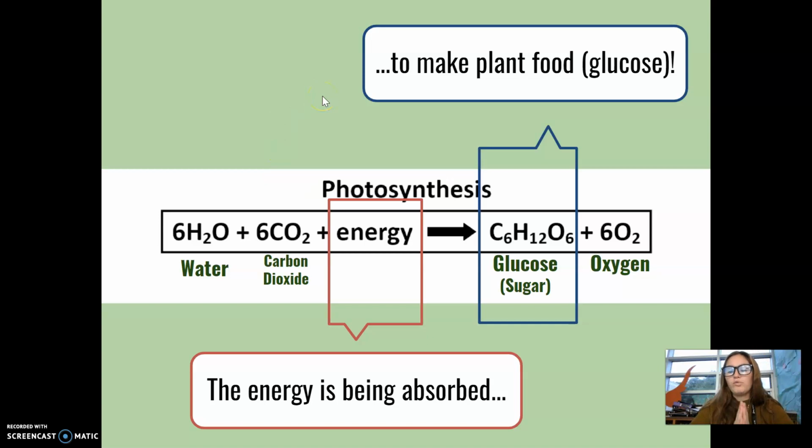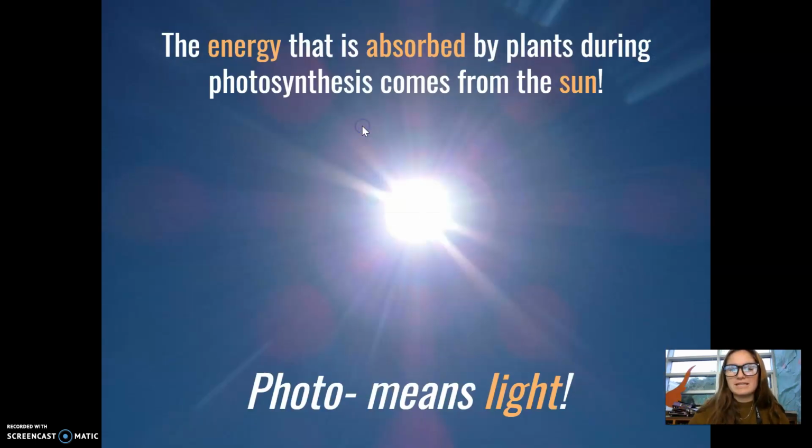So again, the whole point is that the energy is being absorbed by the plant to make plant food, which would be glucose in this case. The energy absorbed by plants during photosynthesis comes from the sun, and one reason we have the term photosynthesis is because photo means light. All right, photo, light. You think about taking photos on your camera.